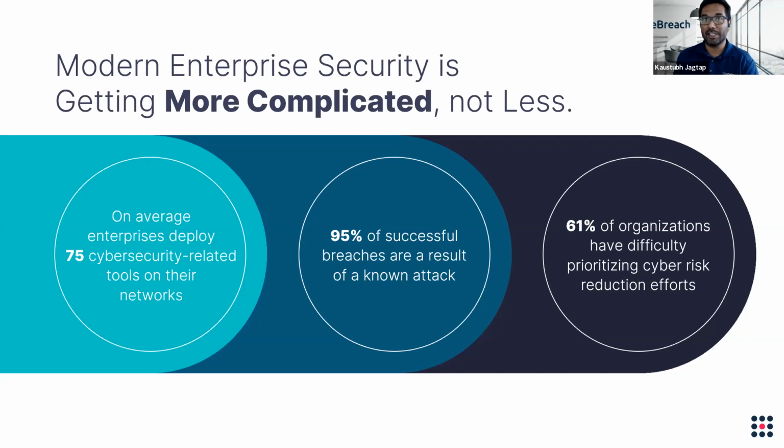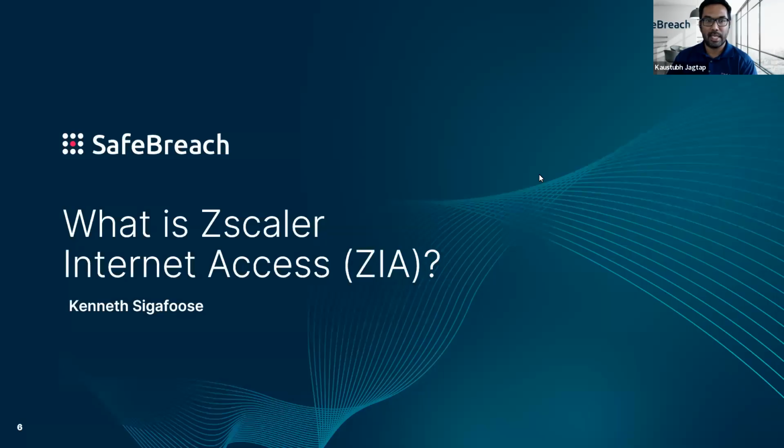And again, in spite of all of this, 61% of organizations are having difficulty prioritizing their cyber risk efforts, which means that no matter what tools you're bringing to the table, how they work together is more important. And can they actually work to harden your own security posture, not somebody else's, but just your own, is a challenge that needs to be solved. So I'm going to switch over now to Kenny, and he's going to explain what amazing stuff Zscaler brings to the table that can help you solve some of these challenges with cloud networks as well as SaaS deployments. Over to you, Kenny.